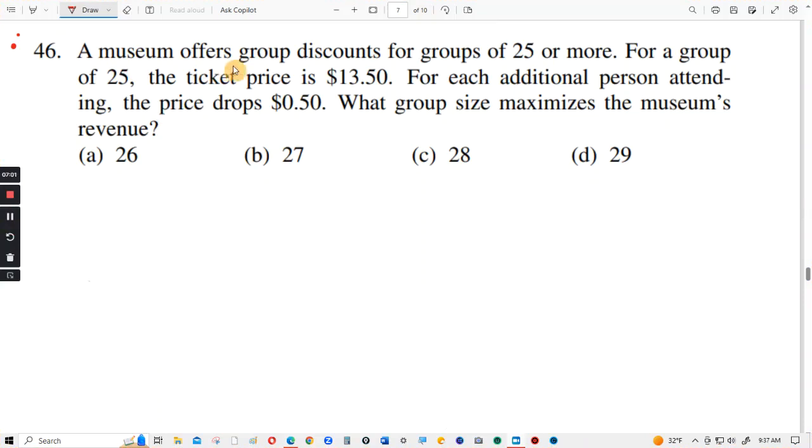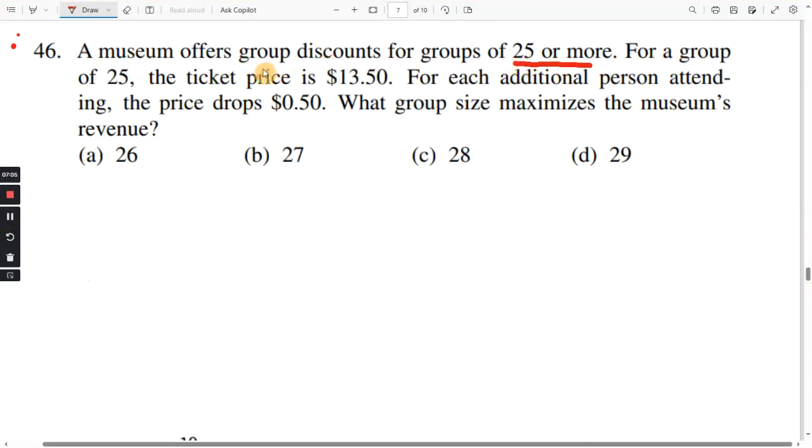Number 46. A museum offers group discounts for groups of 25 or more. For a group of 25, the ticket price is $13.50. For each additional person attending, the price drops by 50 cents. What group size maximizes the revenue?